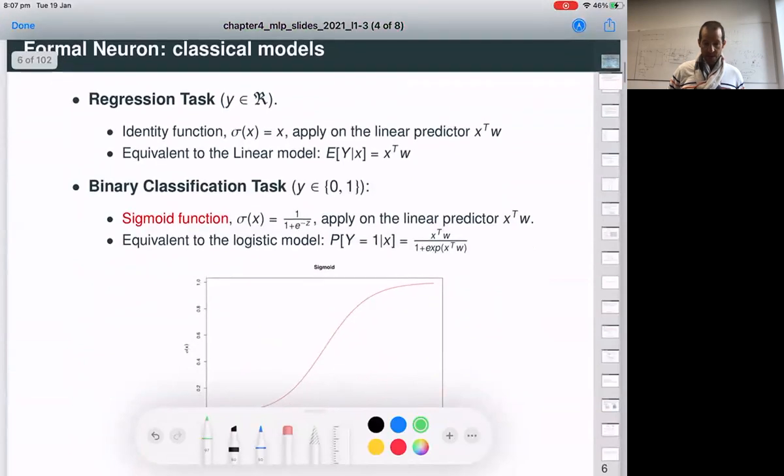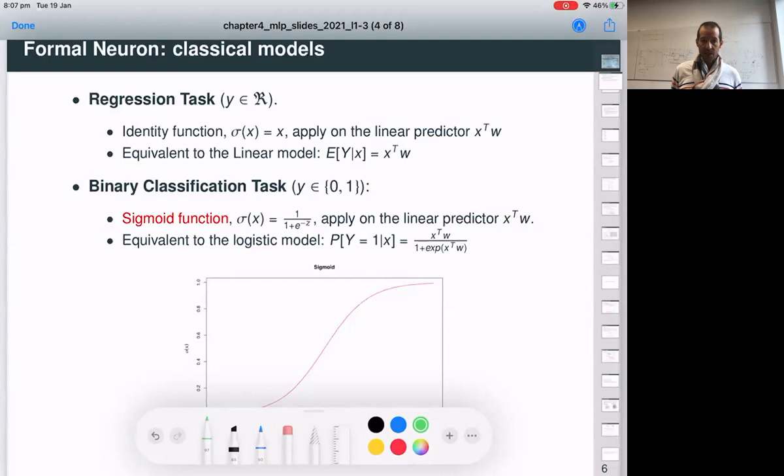So what we have seen at this stage for a regression task, when your outcome y is a scalar, so living in R, the activation function is the identity function, which is the most natural. And we have seen that this is equivalent to a linear model, which is expressed by the expectation of y given some information x. And it's just a linear combination of the weights and the features.